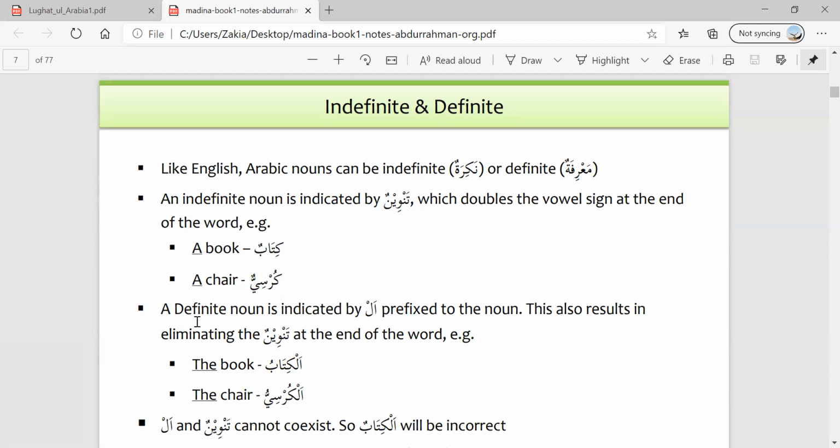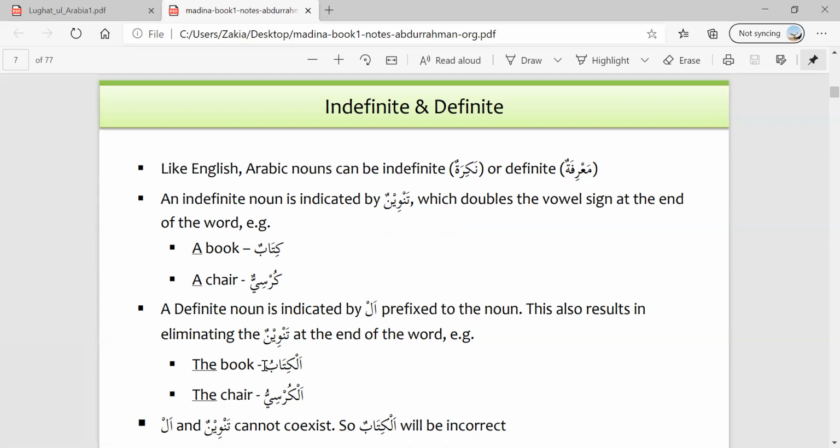When we're talking in terms of a definite article, we indicate it by prefixing it with al, alif lam. And that basically denotes the meaning the, okay? The double vowel here doesn't literally mean it, but that's what the meaning denotes. It means or implies the meaning of a book, okay? So the double vowel here means a. The alif lam prefixed to a noun means the.